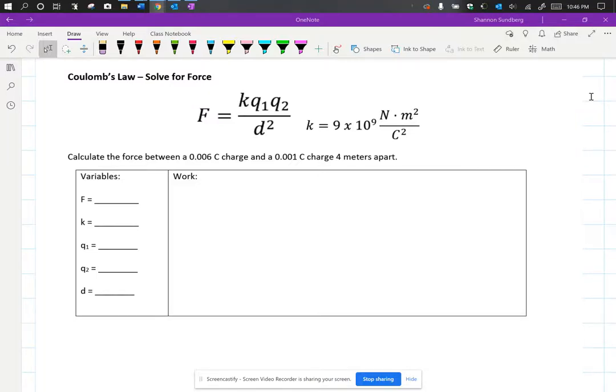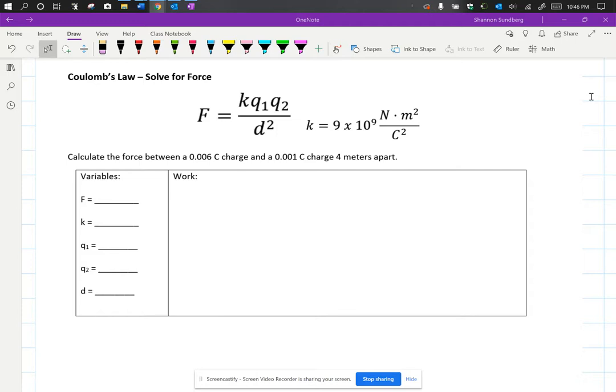We are going to use Coulomb's law equation to solve for force between two charged particles. Before I get started, I just want to take a look at this formula here. Force is going to be equal to K, which is a constant value listed over there on the right, which is 9 times 10 to the 9th newtons times meter squared over Coulomb squared.